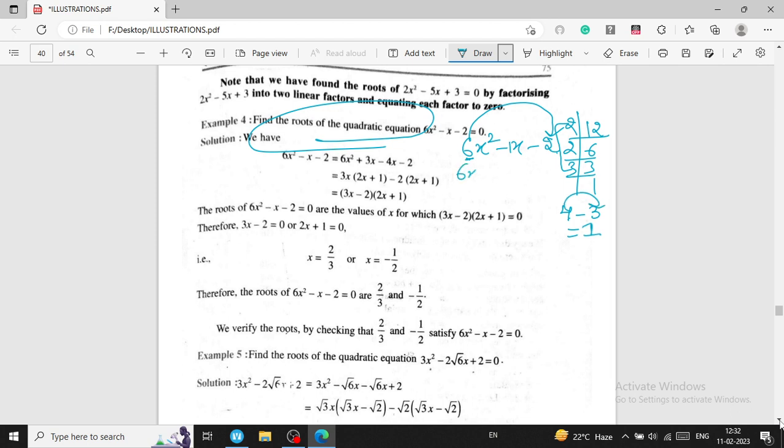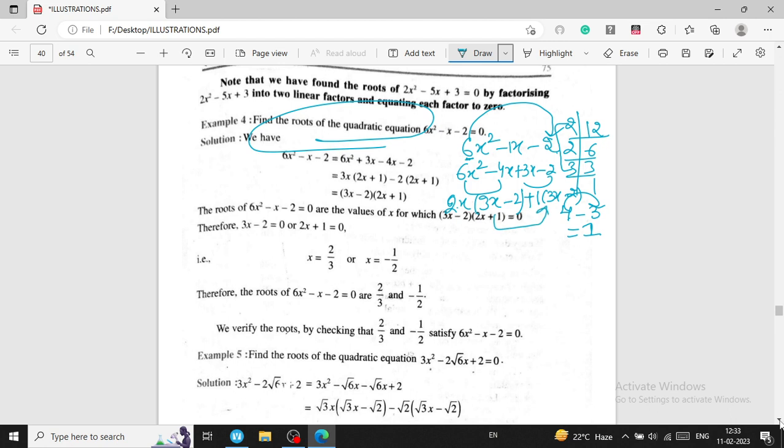So here we make the factors: 6x square minus 4x plus 3x minus 2. Take 2x common: 2x(3x minus 2), plus 1 common, (3x minus 2). You can see here these two brackets should be the same.